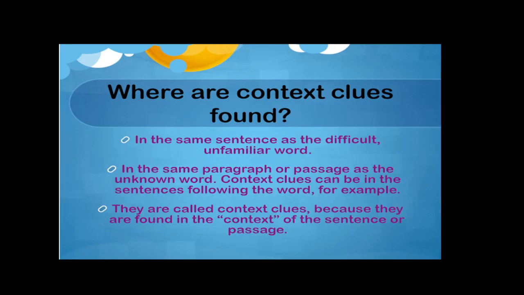Where are context clues found? In the same sentence as the difficult, unfamiliar word, or in the same paragraph or passage as the unknown word. Context clues can be in the sentences following the word, for example. And they are called context clues because they are found in the context of the sentence or passage.